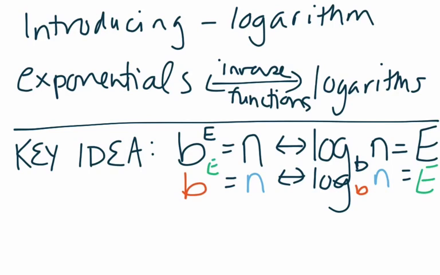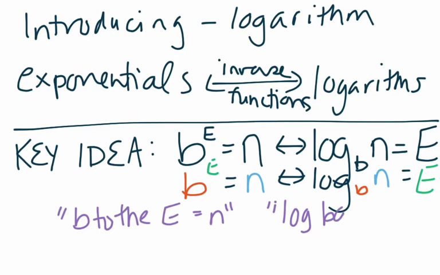So on the left-hand side, we would say b to the e equals n. That's the way you would say that exponential: b to the e equals n. On the right-hand side, this is read out loud, log, and then you actually say the word base. So you say log base b of n equals e. And so you say log base b of n.